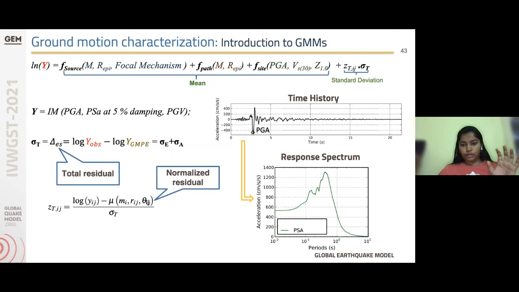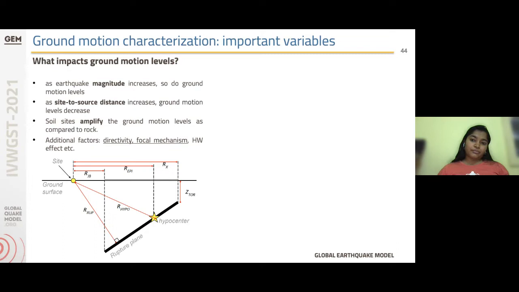And so what are these explanatory variables and why are they being considered? In order to capture the ground shaking at a particular site of interest, we need to know what are the factors that are influencing this shaking. So a magnitude 5 and a magnitude 8 earthquake hit differently at any given site, and sometimes even the distance plays a major role.